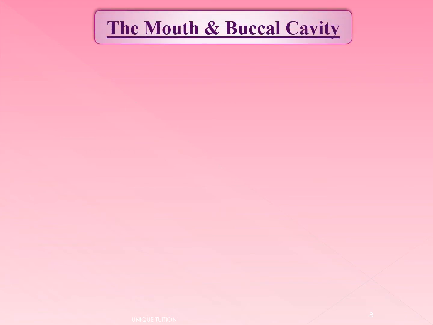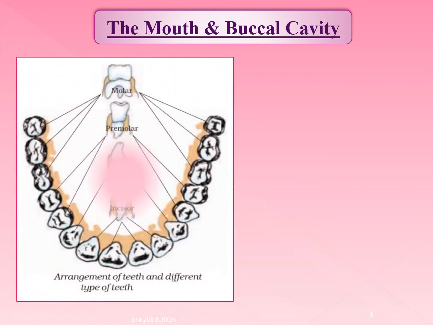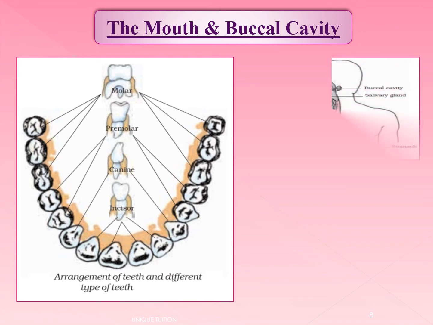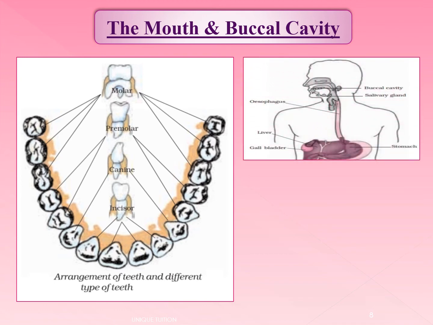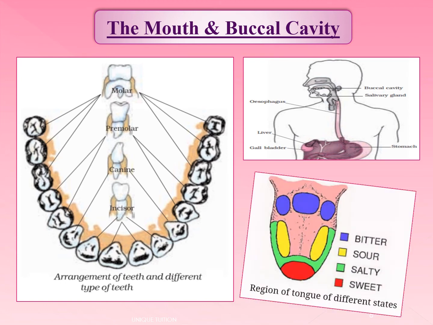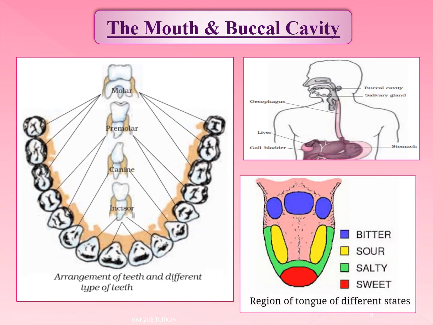The mouth and the buccal cavity. The food is taken into the body through the mouth. This process is called ingestion. The food is chewed in the mouth by different sets of teeth performing different functions. The teeth break down food into small pieces. The first stage of digestion begins here. The saliva breaks down the starch into sugars.